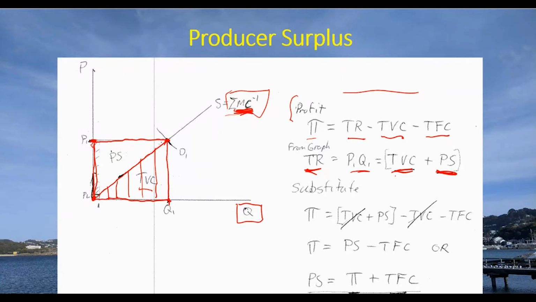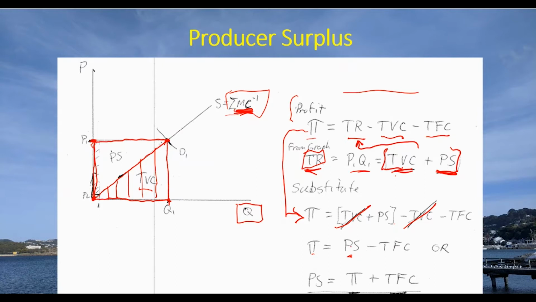Now, let's do a substitution. We're going to redo the profit function from up here down here, but we're going to plug this term in for total revenue. So total variable cost plus producer surplus is the same as total revenue. Plug it in, subtract off total variable cost, subtract off total fixed cost. Notice that at a particular quantity level, the total variable costs cancel out from each other. That leaves us with an expression that says profits in the industry are equal to total producer surplus, the upper part of this triangle, minus total fixed costs.